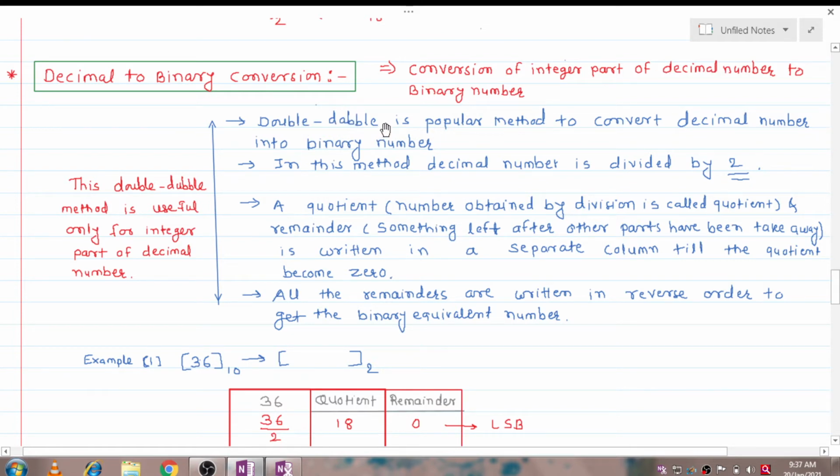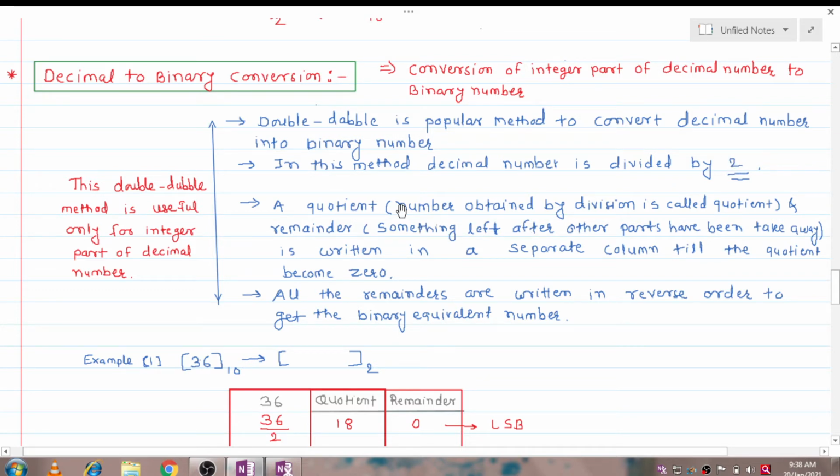The double-dabble method is the popular method to convert a decimal number into a binary number. This method is useful only for the integer part of the decimal number. In this method, the decimal number is divided by 2.